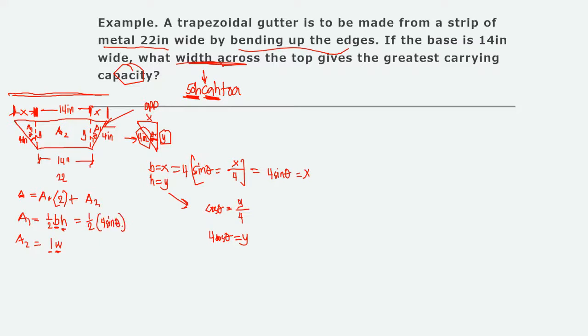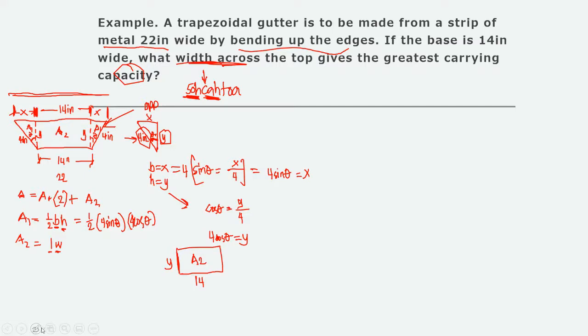And we also have the height, which is 4 cos theta. And then afterwards, we have to find now the area 2. So for the area 2, it's length times width. So for the length and width, we have, this is 14. And this is y, which is the unknown. This is again the area 2.